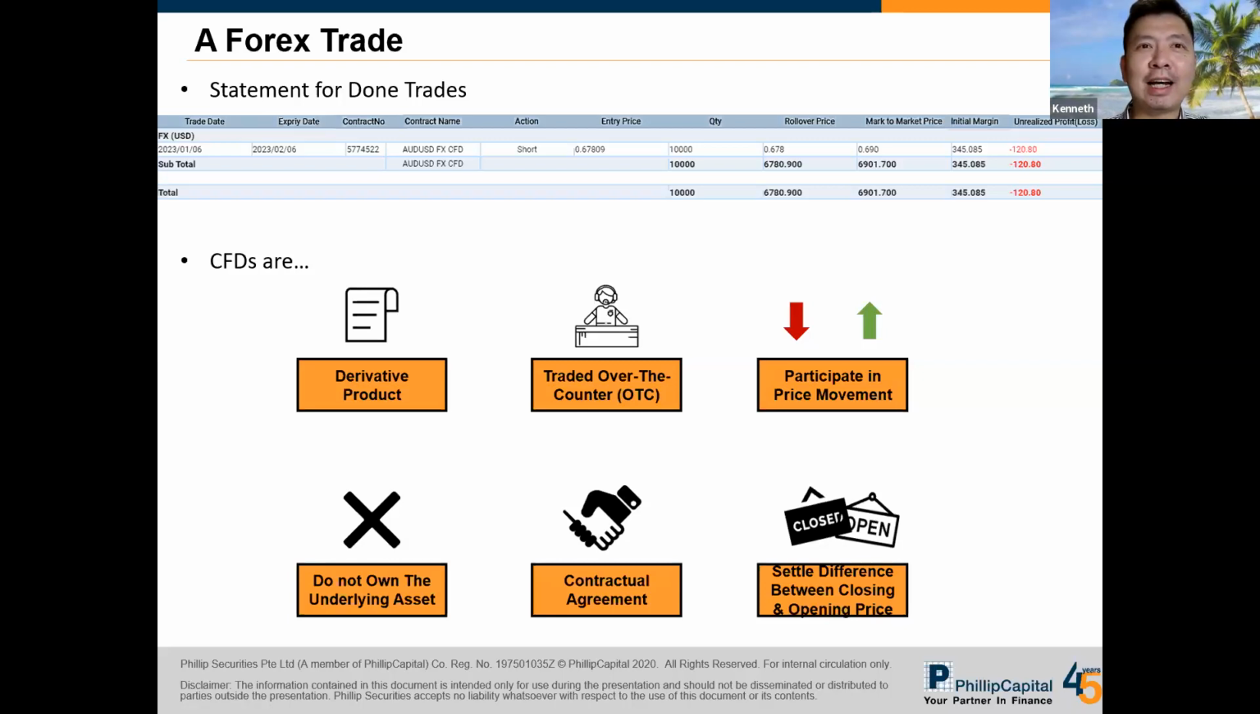For FX, these are traded as CFDs, contracts for difference. Just to recap, CFDs are a derivative product of the main underlying interbank FX spot market. It's traded over the counter, and you are participating in the price movements, but not actually owning the underlying. It's a contractual agreement where the counterparty to a trade is Phillip, and once you exit the trade, the profit and loss is to settle the difference between the opening and exit prices.